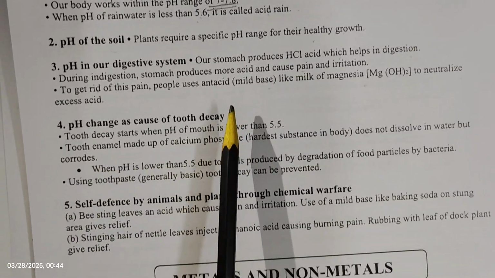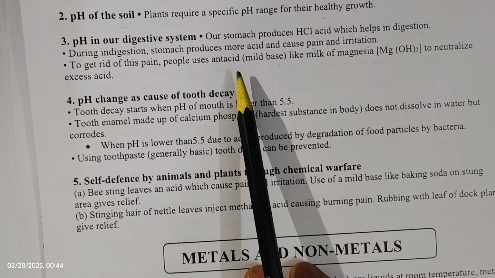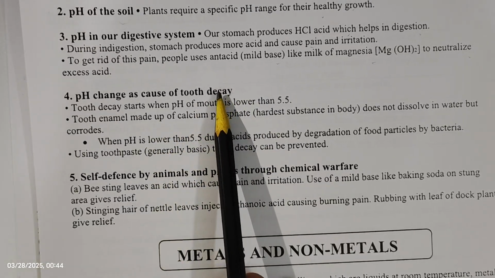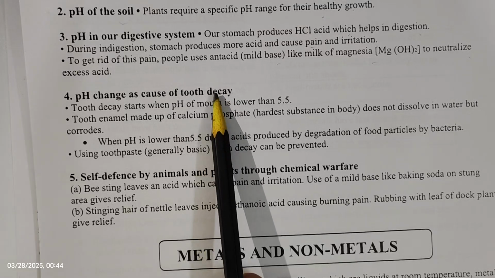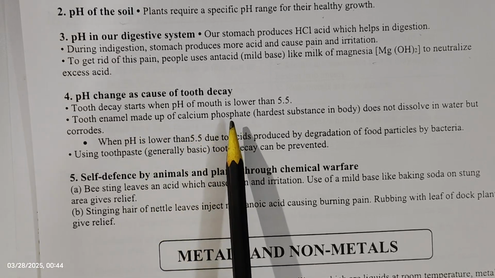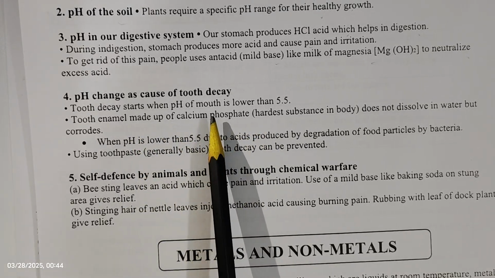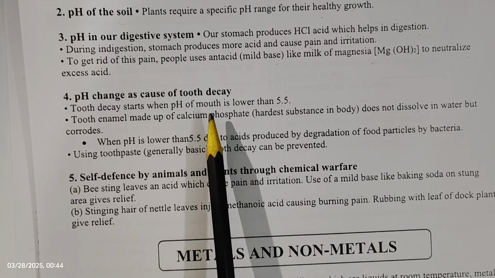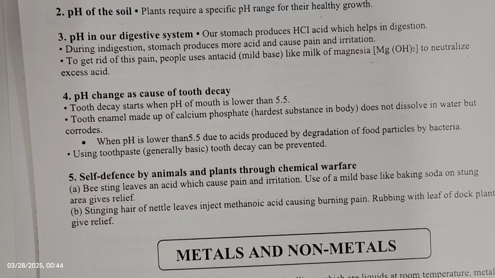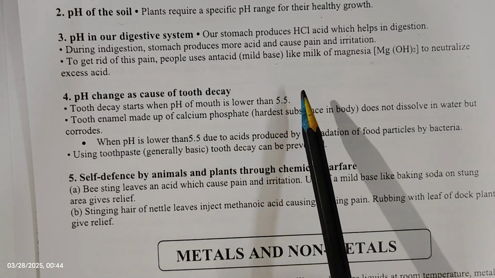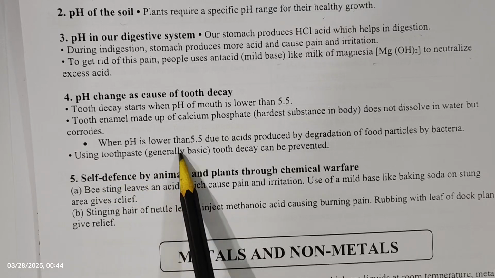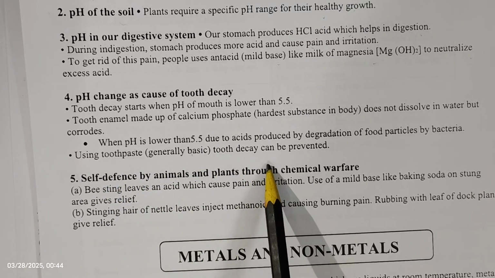If the pH changes in the mouth, it causes tooth decay. When the pH of the mouth becomes lower, meaning acidic, the enamel of the tooth, calcium phosphate, which is the hardest part, does not dissolve in water but keeps on corroding. Corrosion of enamel takes place when the pH of the mouth becomes acidic. Using toothpaste, which is generally basic, you can prevent tooth decay.